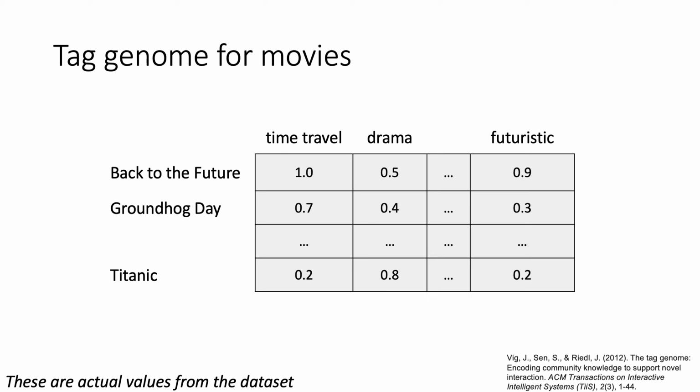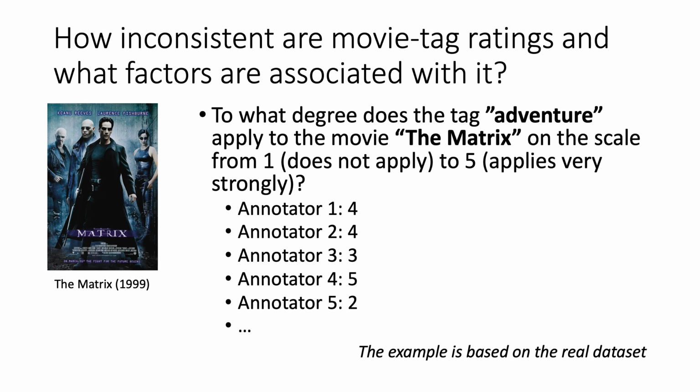However, we can also retrieve these ratings from annotators. And when I say an annotator, I mean a user who enters the ratings voluntarily, or an individual who is paid to do this. And our first research question was, when we retrieve this data from annotators, how inconsistent is this data?